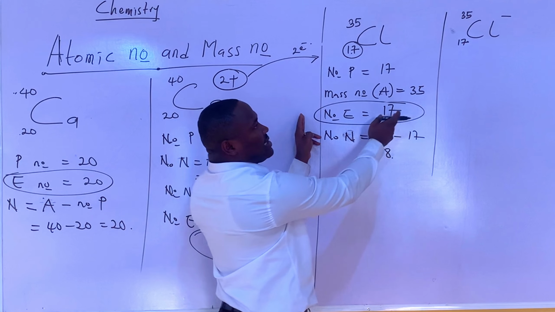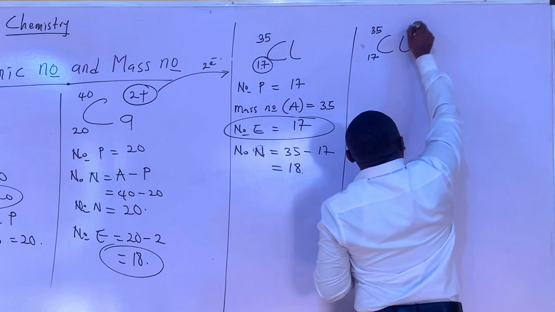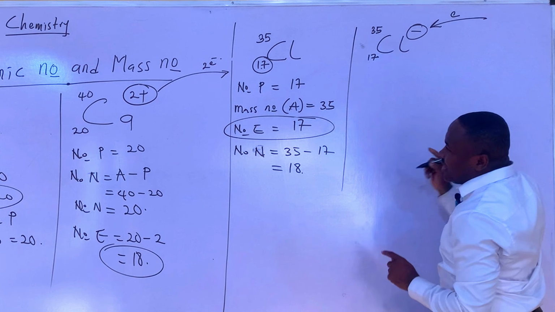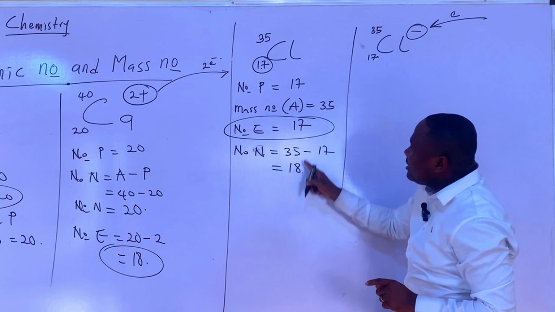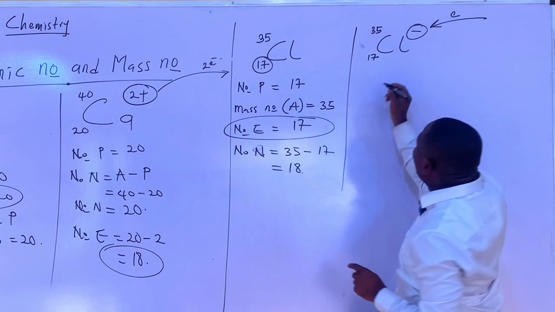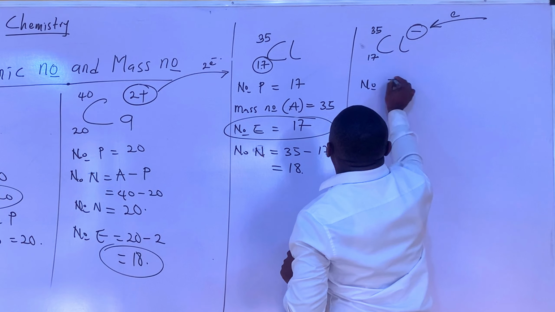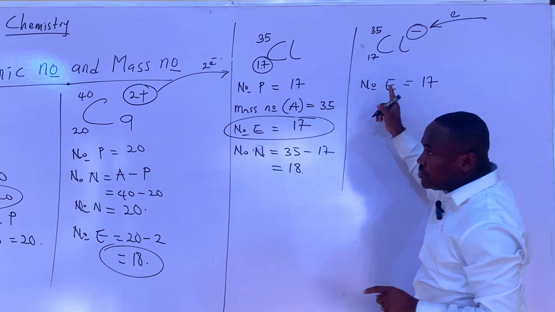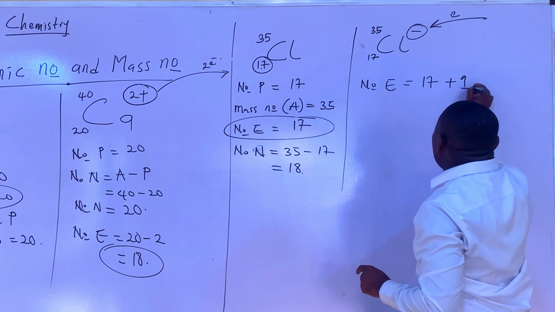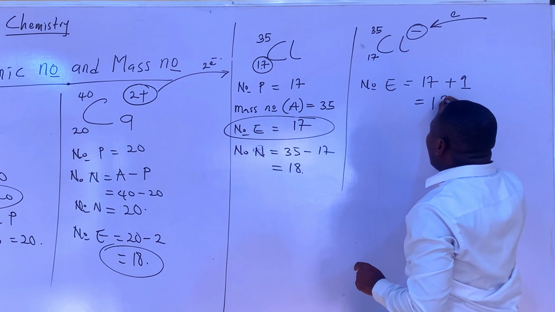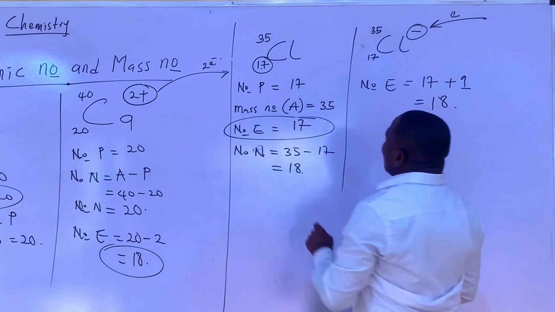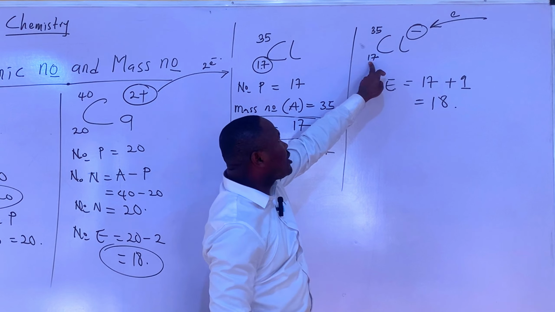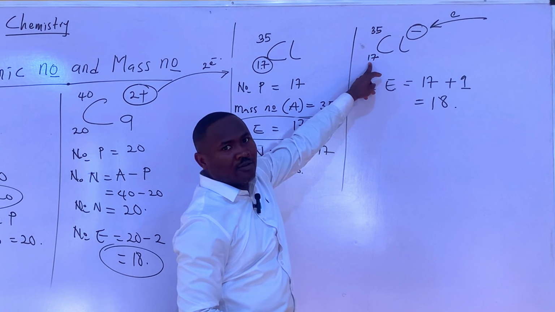On this side is 17. Now, minus 1 means it's going to receive 1 electron. So instead of 17, the number of electrons will now be 17 plus 1, making it an answer of how many now? 18.